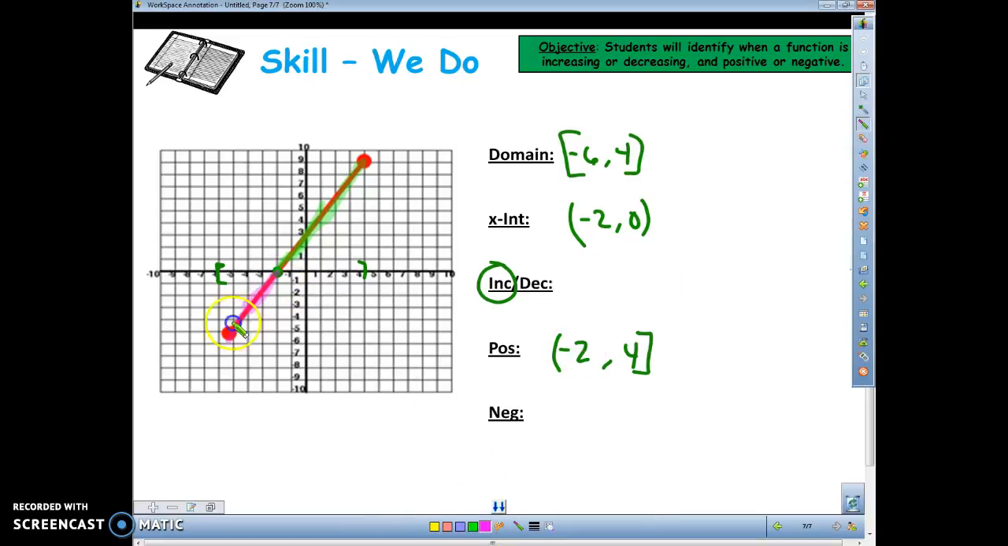Okay, my function is negative when it is below the x-axis. So for all of these values, it's negative. So what domain values is it negative? Well, from -2 to this value, -4. So in interval notation, we use the lowest value first, right? So -4 inclusive to -2. And we do not include -2.